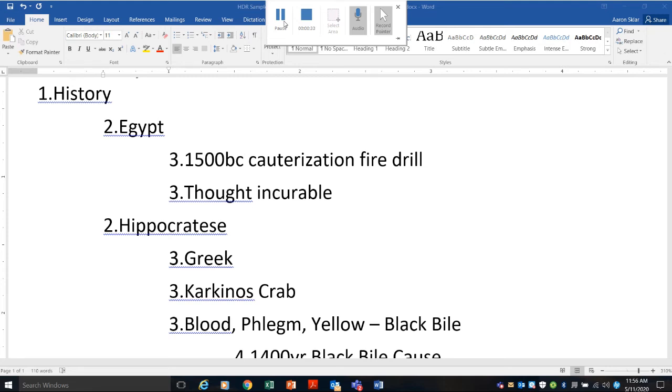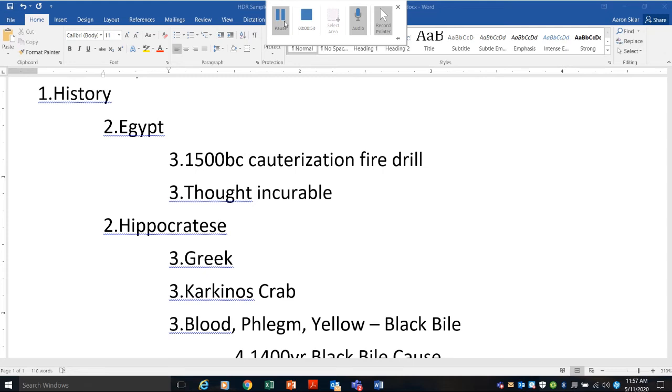A fire drill was a piece of metal that they would heat up to hundreds of degrees Celsius in a fire until it was glowing red. Then they would place it on the cancerous tumor and try to cook the cancerous cells. At that time, they thought that cancer was incurable. All they could do was try to ease the patient's suffering.